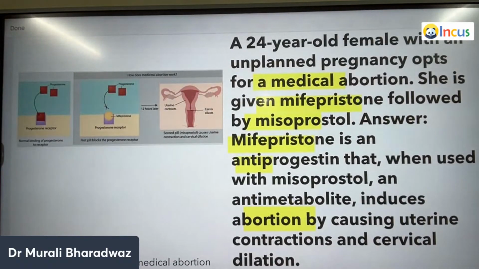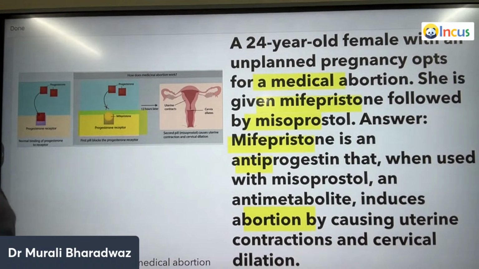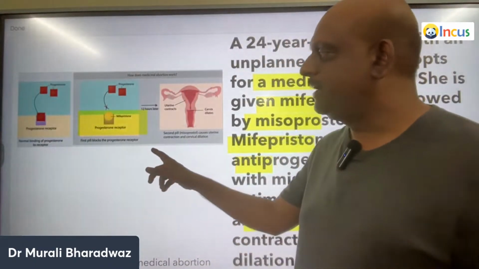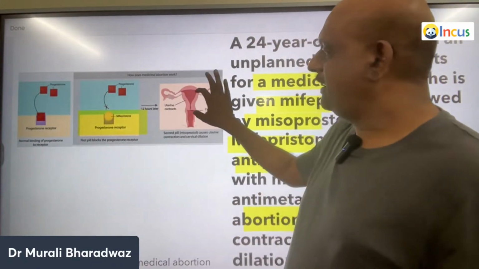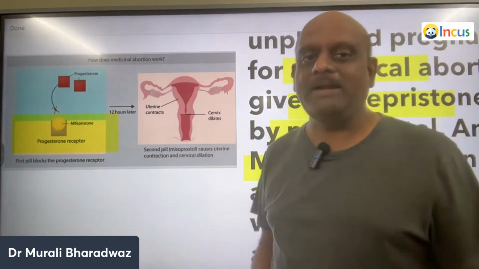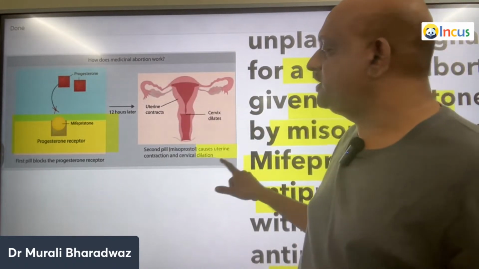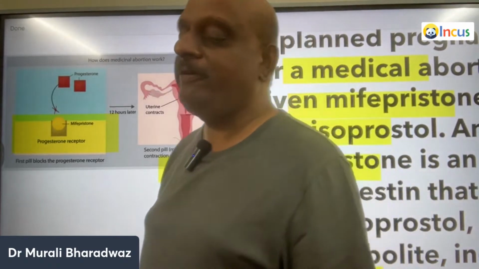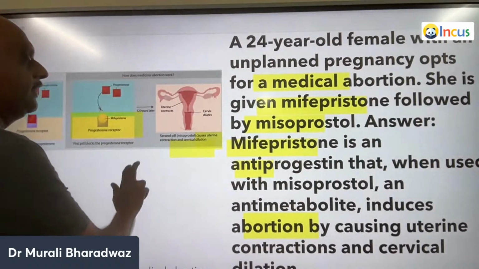So you can see mifepristone acts on the progesterone receptor. It is the first pill that we give to induce abortion. The first pill blocks the progesterone receptor. Then typically what you can see, 12 hours later, you will be giving the second pill, which is the misoprostol. And it causes the uterine contraction and cervical dilatation and induces the abortion. So mifepristone and misoprostol combination is the one which you will be using.